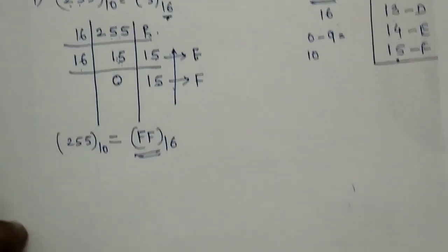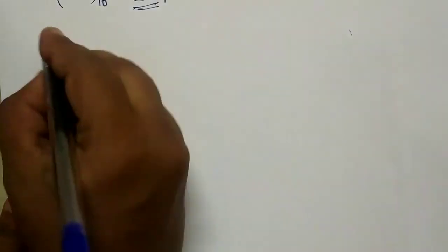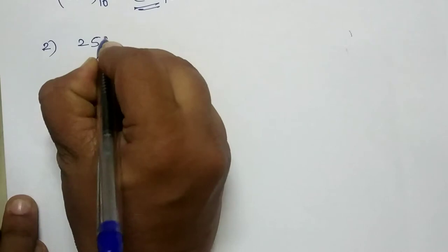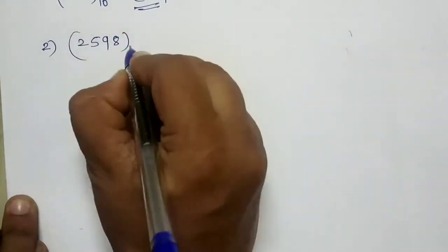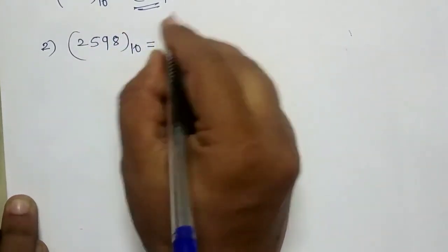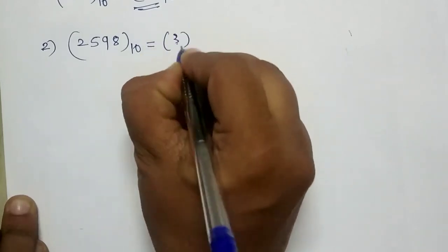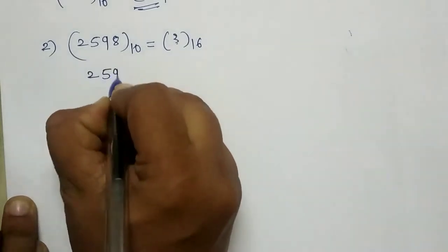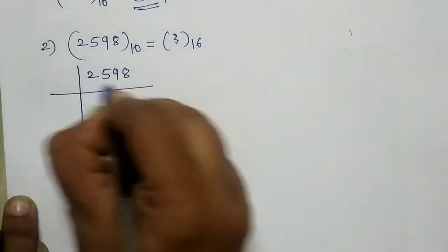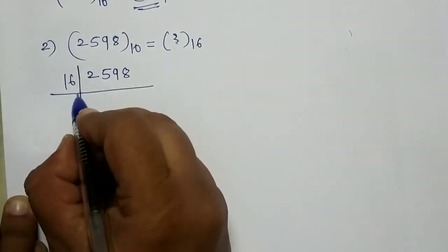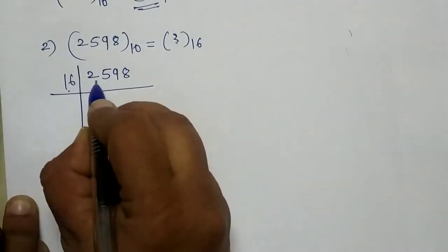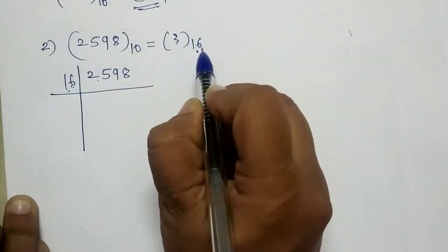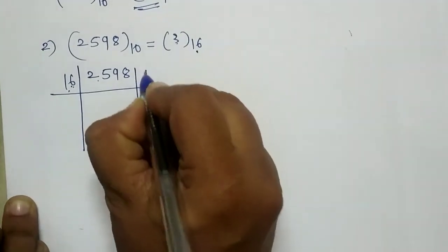Now let us consider the second example. The second example is 2598 to the base 10. We have to convert this into the equivalent hexadecimal number system. Okay. So 2598 divided by 16. 16 is the divisor because we are going to divide this 2598 by 16. Why 16? Because the base of the system is 16. Now write down the remainder here.